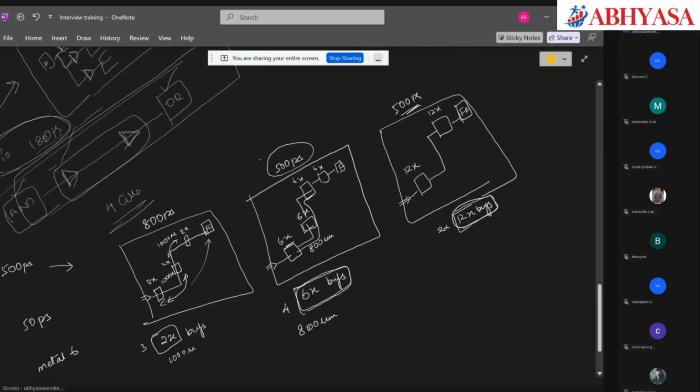Now, if one 6x buffer is equal to half of 12x buffer in terms of area, both these areas will be same. Am I right? Area in both the cases will be same, and therefore utilization will be same.